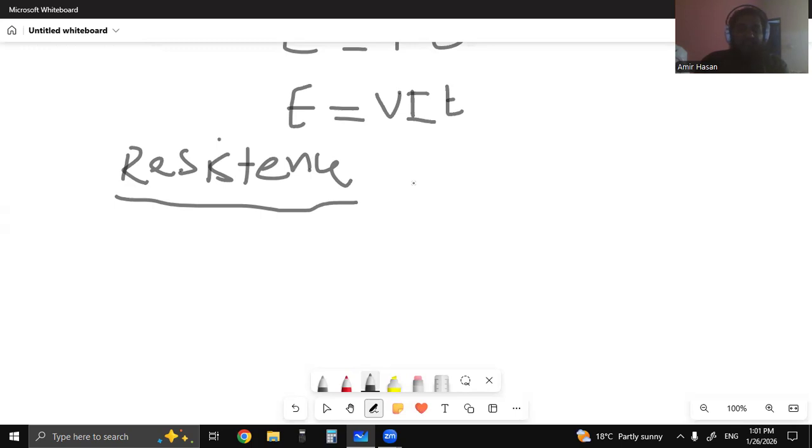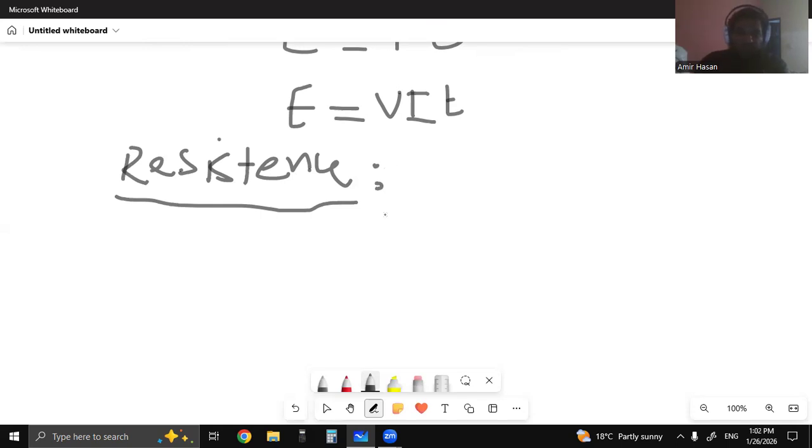What is the resistance? This is a measure of how difficult it is for charge carriers to pass through a component. Basically, resistance is the opposition to the flow of current in a circuit. It is a measure of how difficult it is for charge carriers to pass through a component. It is known as resistance.